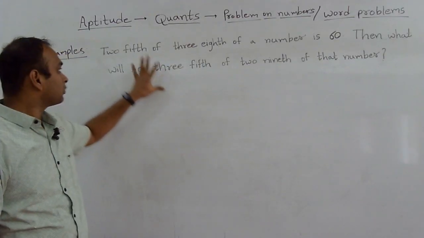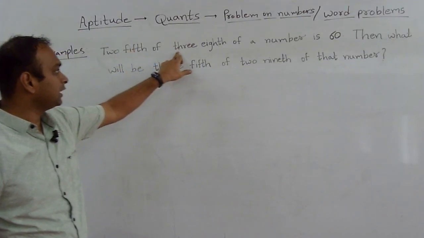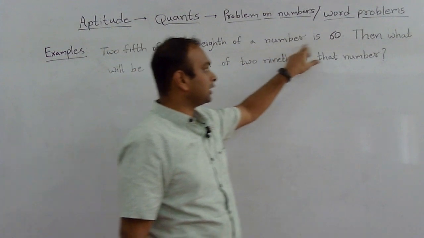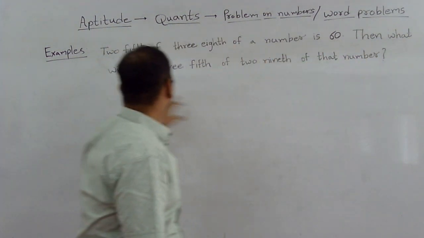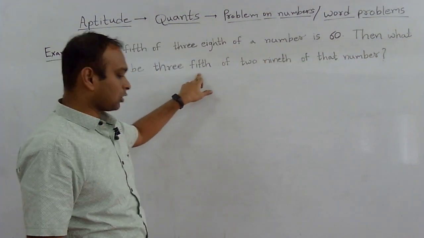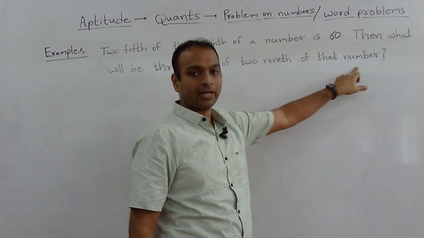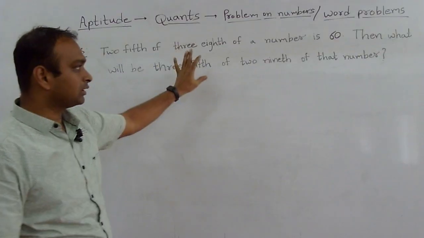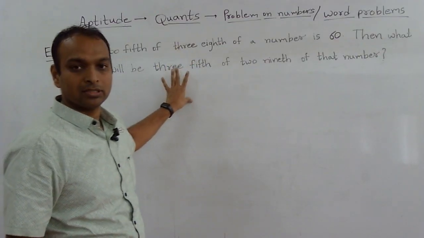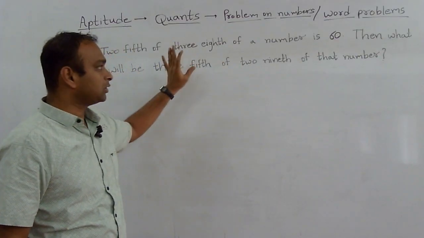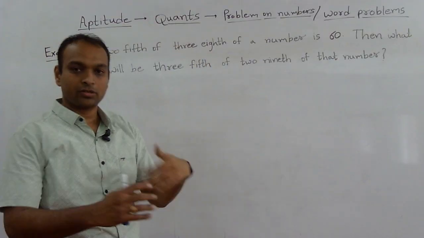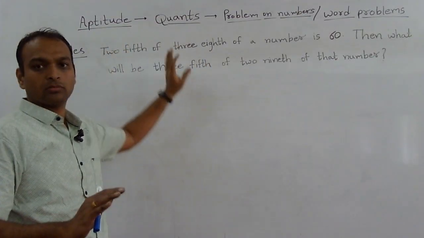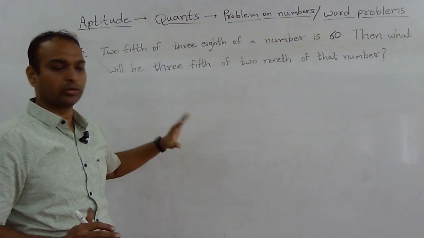Here we have one more problem. 2/5 of 3/8 of a number is 60. Then what will be 3/5 of 2/9 of that number? This is the question. Pause the video, read the statement again and again. If you are able to understand and form the equation, try on your own. If not, then we can solve it here together.